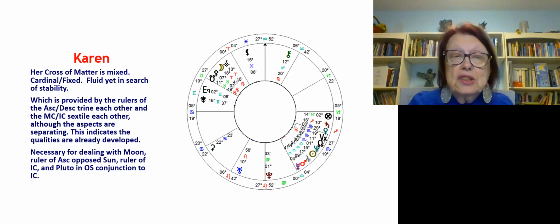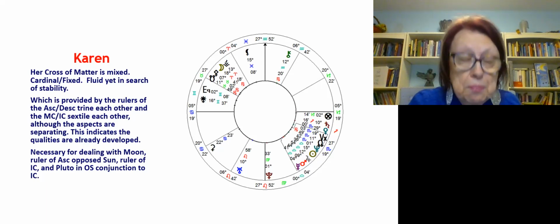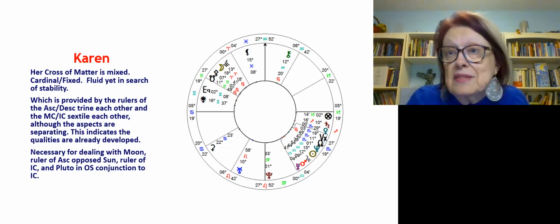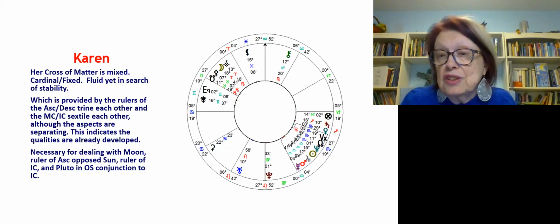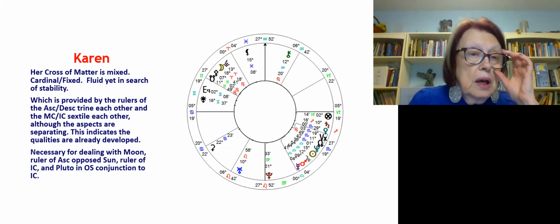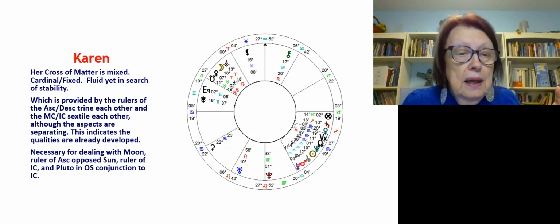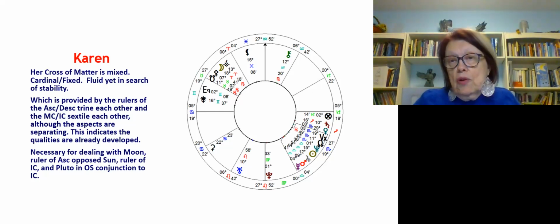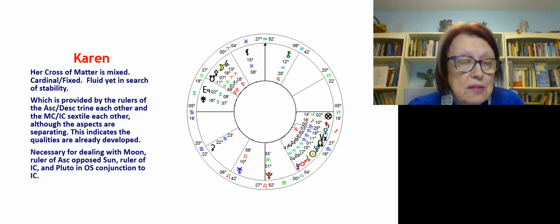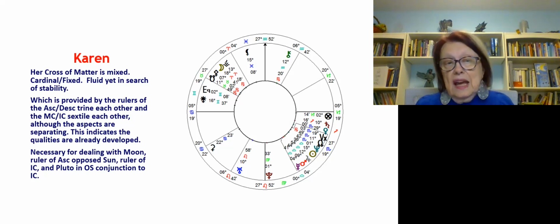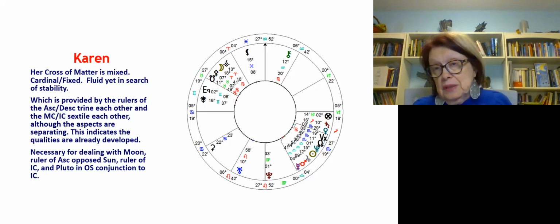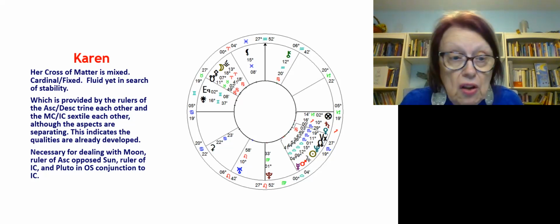Karen has a cross of matter that's fixed, mixed, cardinal and fixed. So she's fluid, yet she's in search of stability. This is provided by the rulers of the ascendant, descendant trine each other, and the midheaven IC rulers sextile each other. Although the aspects are separating for the midheaven IC, this indicates the qualities are already developed. So she's got a lot to call on.